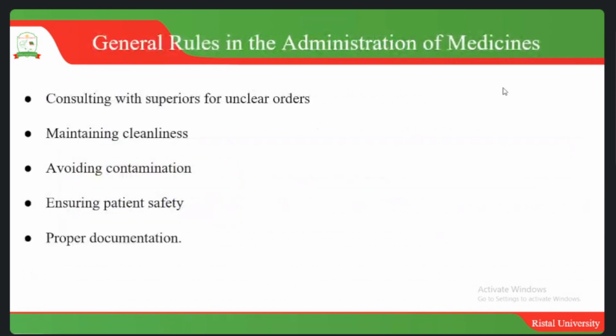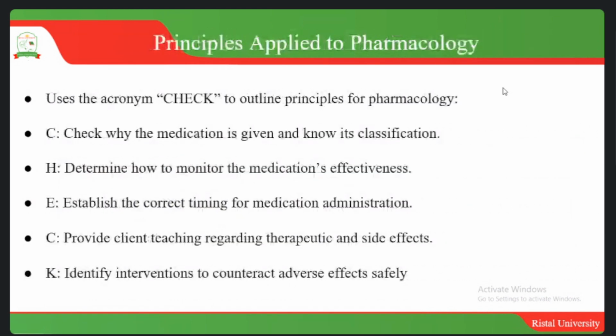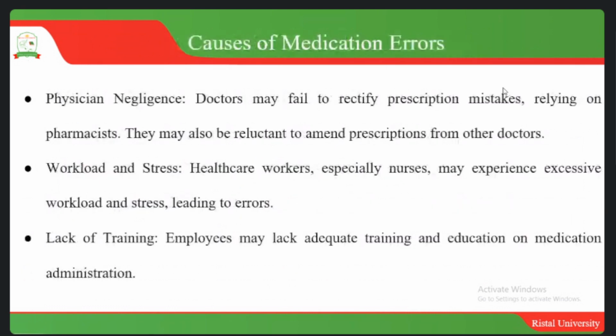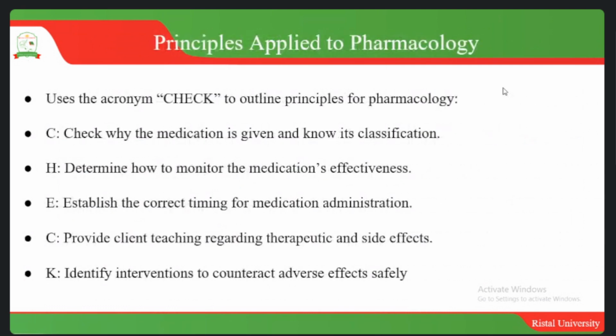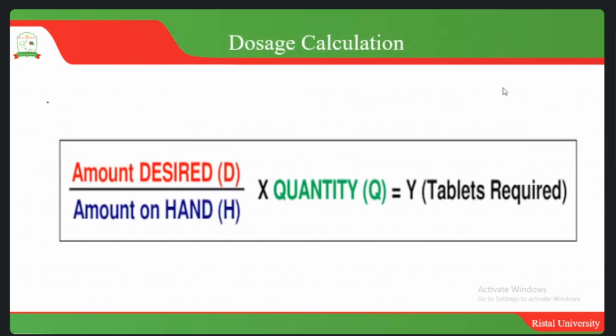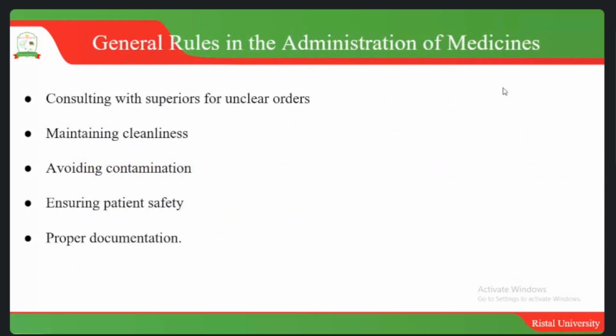So drug administration is basically something that is very important for everyone to know. If you fail to understand about drug administration, then you'll fail also to manage your patient. So we have the general rules in administration of medications, consulting with the superiors for unclear orders. You may find that the physician has written an order, but you have failed to understand the prescription. Please consult. So it is very necessary that as health workers we need to consult each other. Where you're not understanding, inquire for clarity.